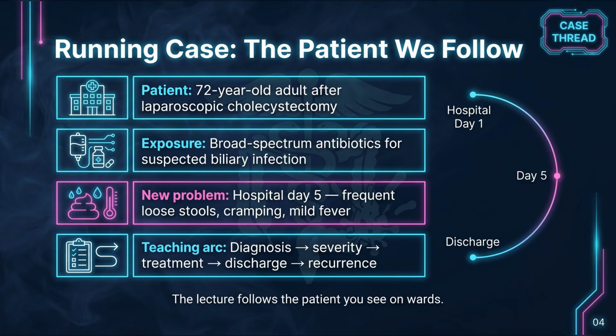Let us build the lecture around a patient. A 72-year-old adult is admitted after laparoscopic cholecystectomy. During the admission, he receives broad-spectrum antibiotics for a suspected biliary infection. On hospital day 5, he develops frequent loose stools, abdominal cramping, and a mild fever. We will follow this patient through the major decisions clinicians face.